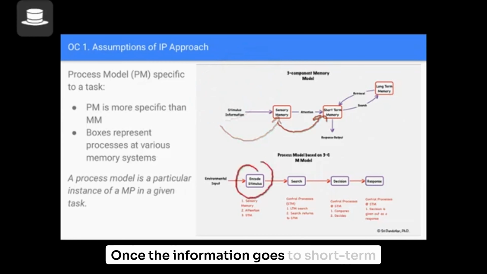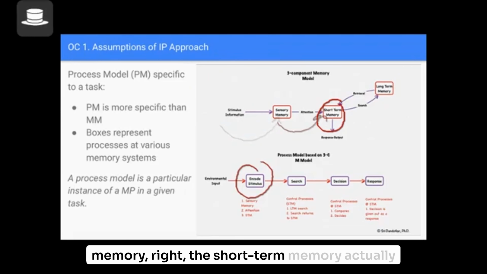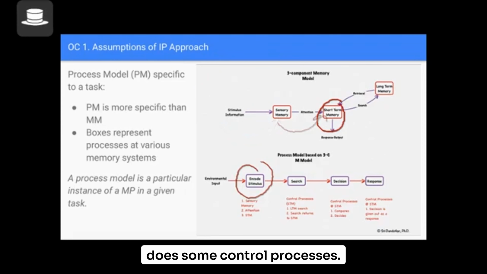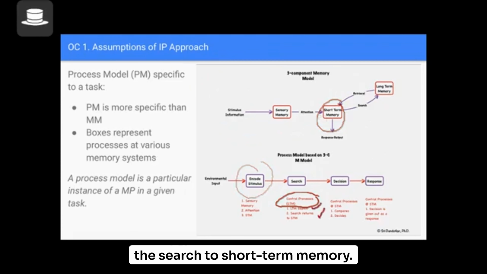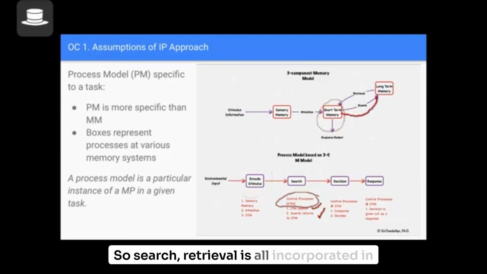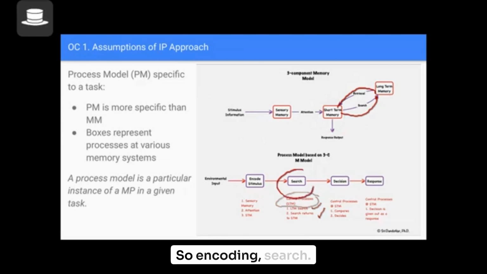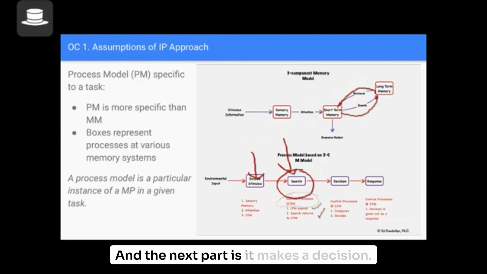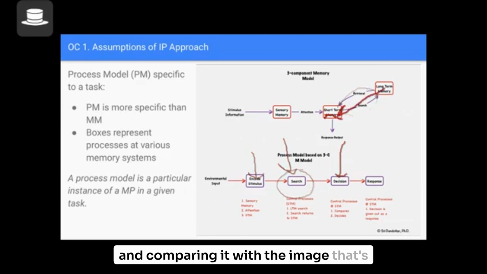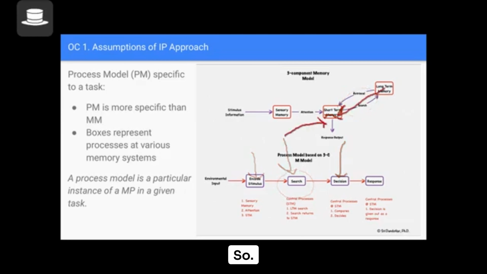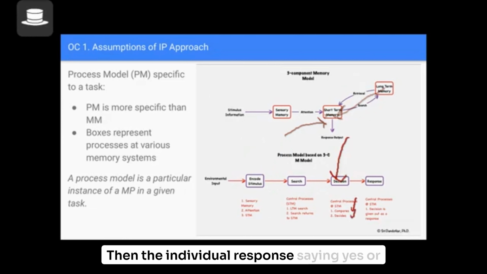Once the information goes to short-term memory, the short-term memory actually does some control processes. What does it do? It searches long-term memory and it returns the search to short-term memory. So search and retrieval are all incorporated in the search process. So encoding, search, and the next part is it makes a decision. It makes a decision by comparing the image that's retrieved from long-term memory with the image that's received from sensory memory. So the decision here refers to the comparing and deciding parts. Then the individual responds saying yes or no. Again, this is a decision given out as the response.